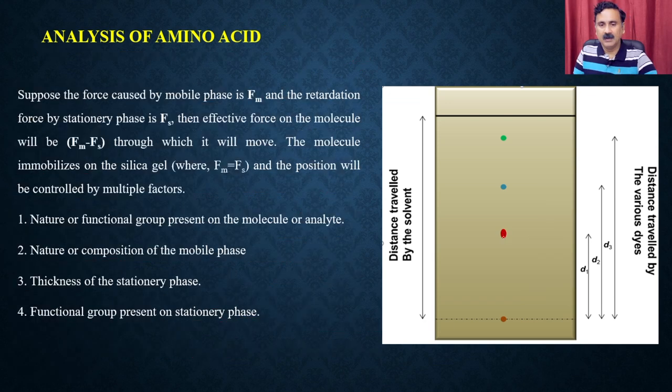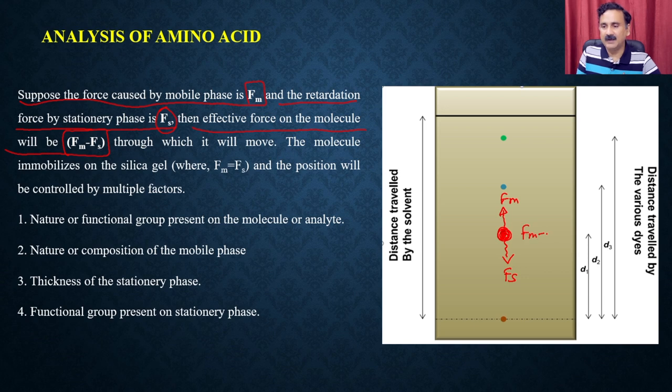Now, suppose the force caused by the mobile phase is Fm, and the retardation force by the stationary phase is Fs. Then the effective force on the molecule will be Fm minus Fs. This is what I was trying to explain. If this is the spot, on this spot you are going to have the upward force, called Fm, the force by the mobile phase, whereas it is going to have the retardation force caused by the stationary phase, called Fs. So this molecule is going to run effectively by a force which is Fm minus Fs.